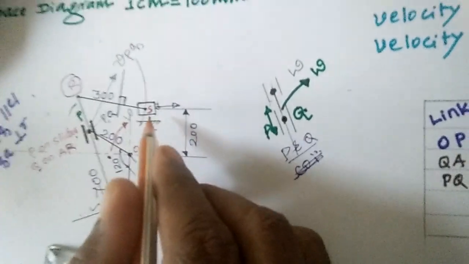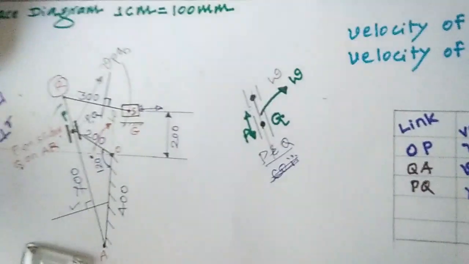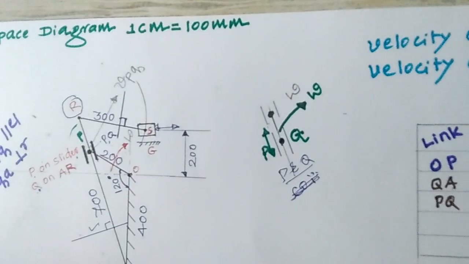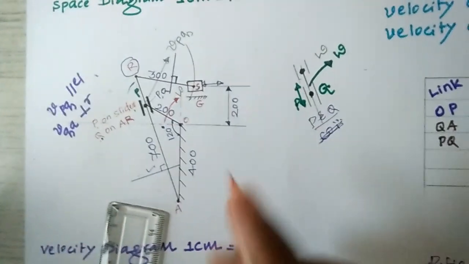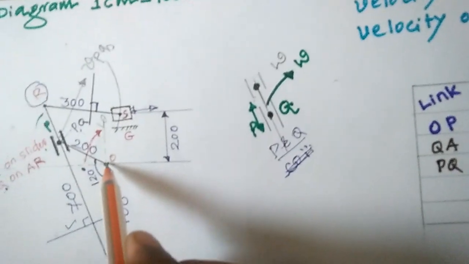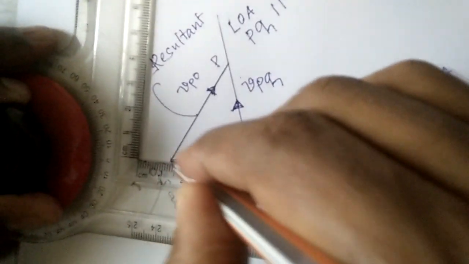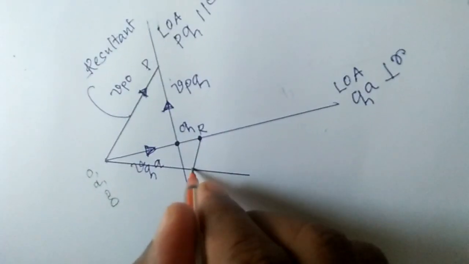Then you have to come to the slider. That is the velocity of the slider with respect to O. It comes as horizontal, you have to take it. Whatever the direction, this is horizontal. And you draw this one. This point is S.